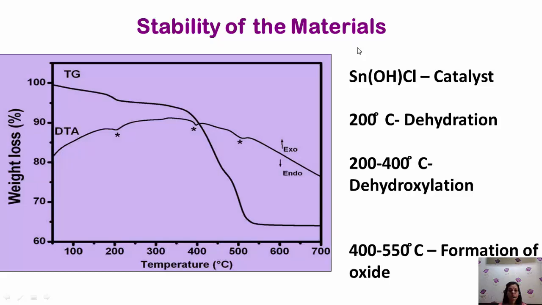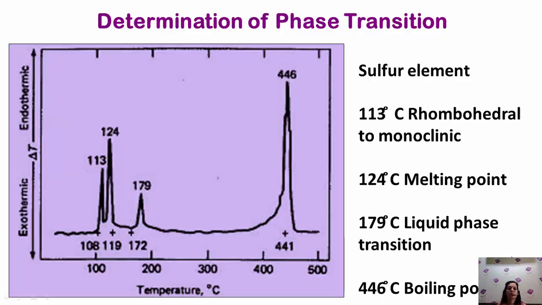The next example which we are going to learn over here is how the phase transition in a compound takes place by using the DTA instrument. Now we have taken sulfur as an example. You might have studied symmetry. There are different structures, symmetrical elements of sulfur, that is rhombohedral and monoclinic structure of a compound.